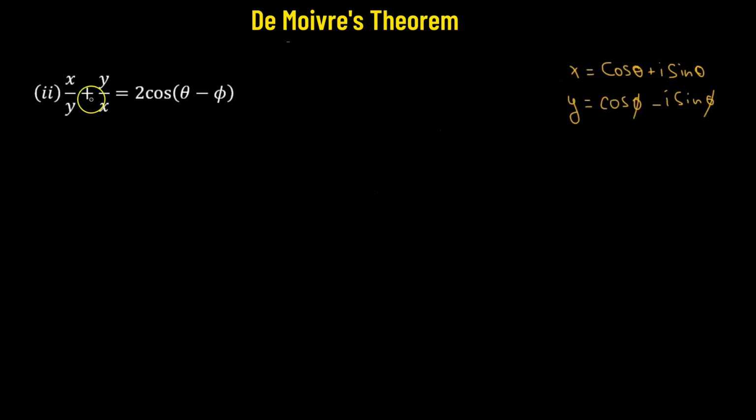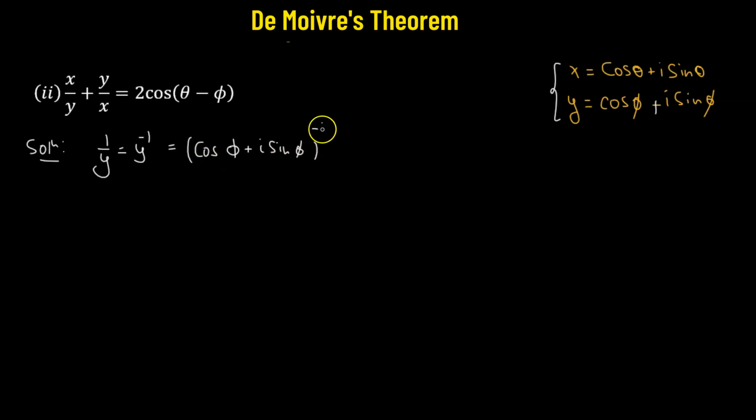So here we have x over y added to y over x, and we need to show that this is equivalent to 2 times cosine of theta minus phi. So we've already obtained the value of x and y. So let's begin with this. We'll start from the left hand side, but before that, let's try to find out the value of 1 over y. The 1 over y is actually y raised to the power of -1, which is simply cosine of phi plus iota times sine phi whole raised to the power of -1.